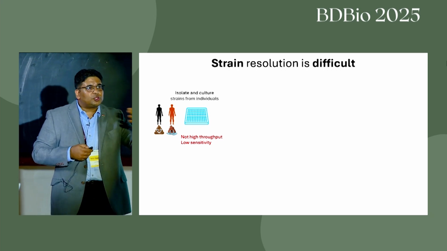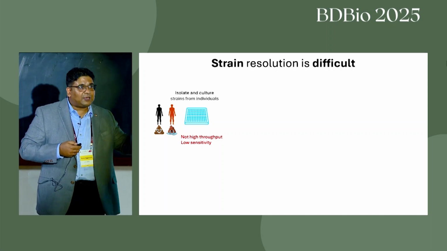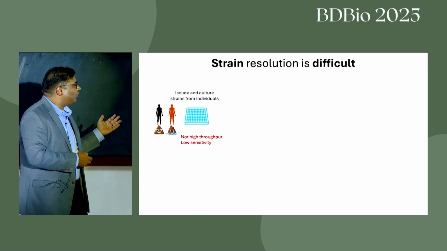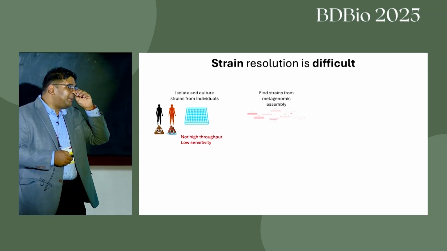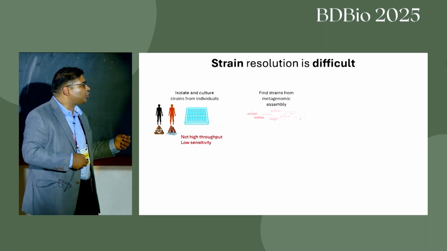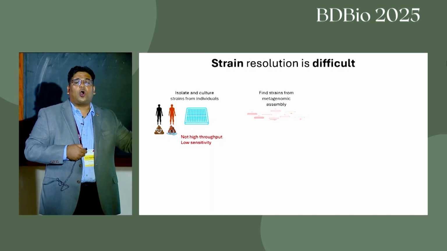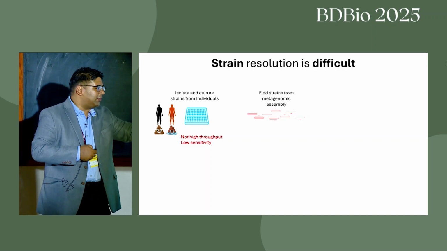However, most of the PIs here are evil, but they do not want to torture their students by making them culture everything, right? It is going to take forever. Another approach is people are doing a lot of metagenomics assembly. So you take the short reads, you try to assemble, and then come up with a word called MAG. We will discuss this as we go on.